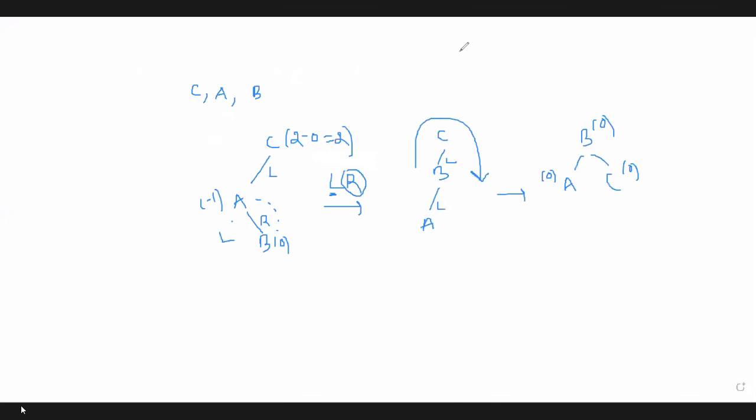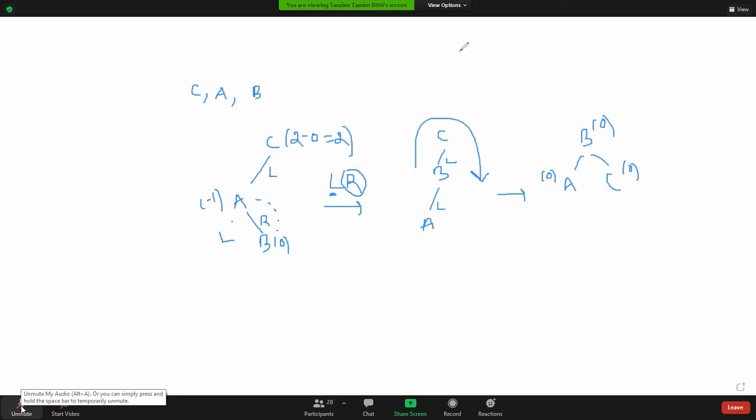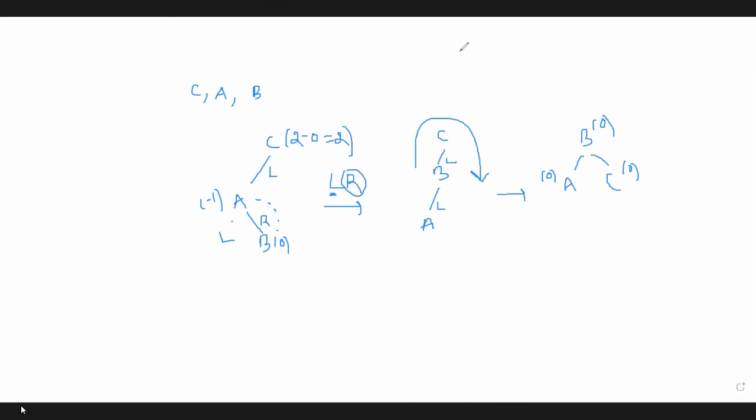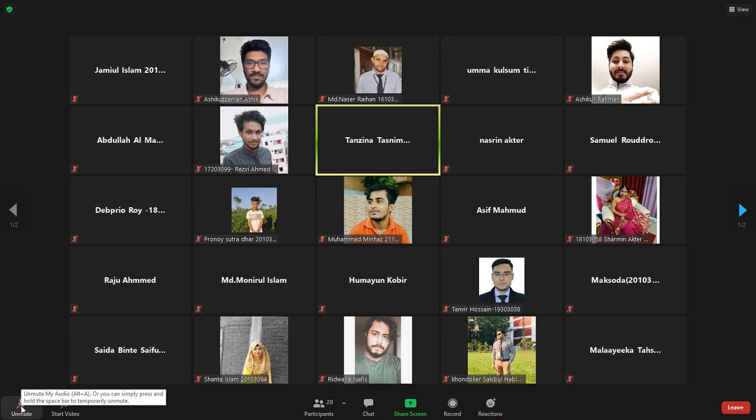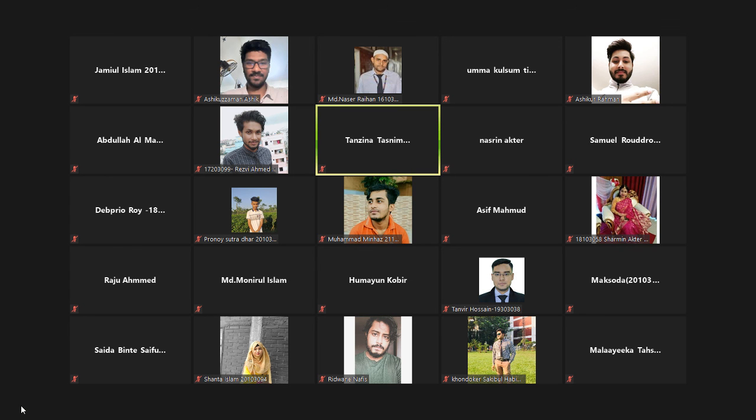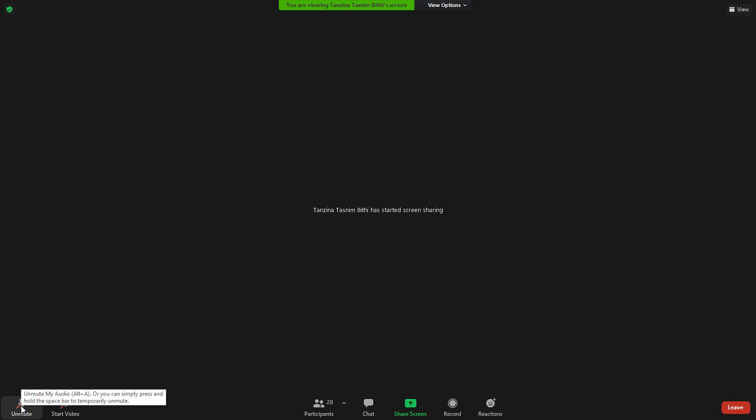Okay, so now we can insert some nodes in an AVL tree. So these are some values: 64, 1, 44, 26, 13, 110, 98. So some nodes are given.